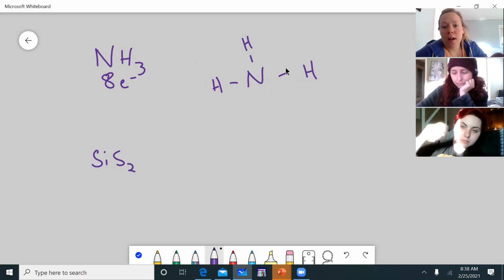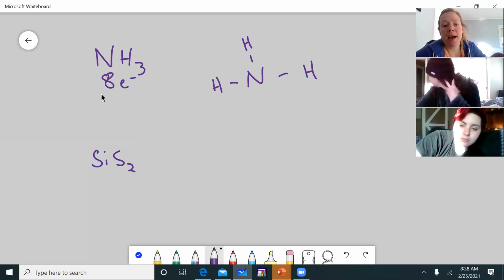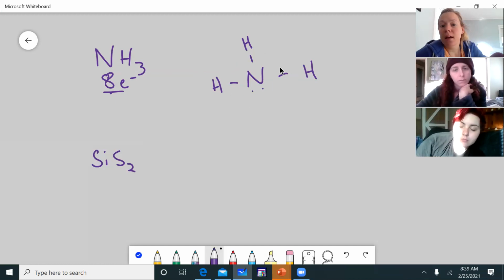Take a look at if the outer guys are happy. So hydrogen only likes 2, so hydrogens are good. We don't need to add anything there, but I have to add 2 more electrons. The only place to put them is on the nitrogen in the center, and that makes an octet. So it's happy, we're good.